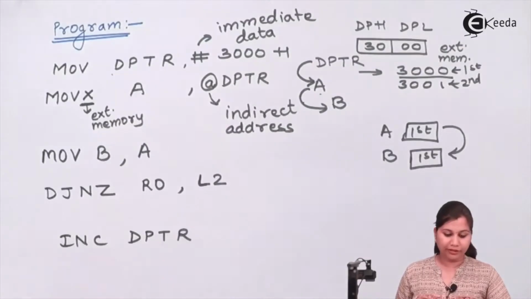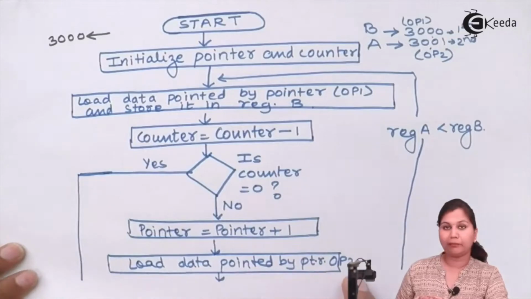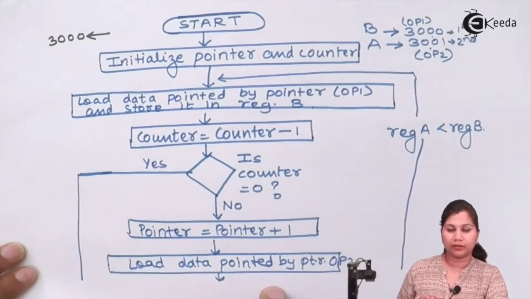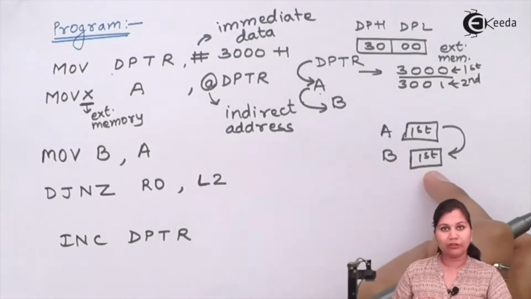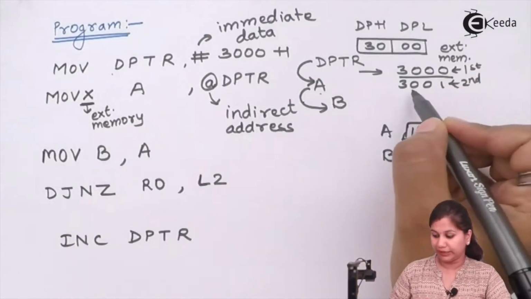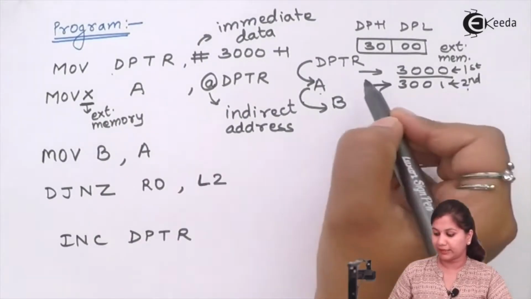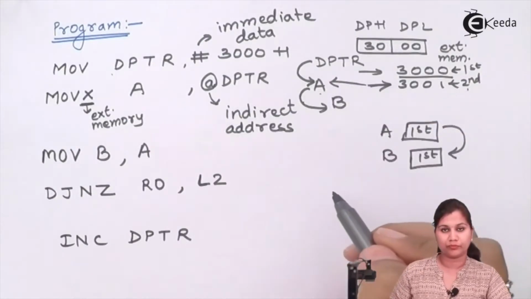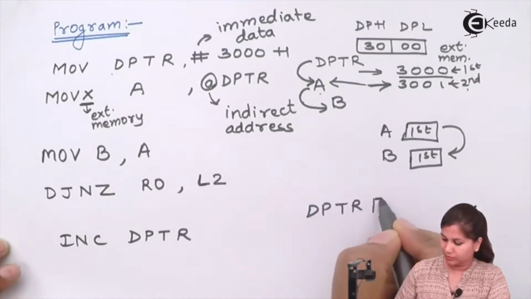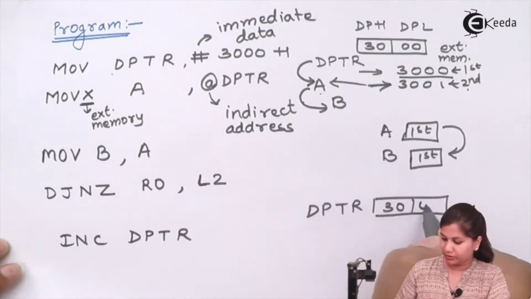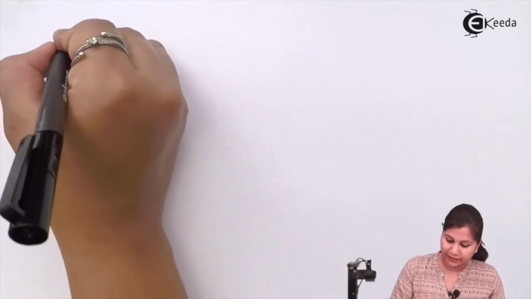Okay. Now after incrementing the DPTR, you have to load the data which is pointed by the pointer into the next register, that is register A, because in B we have already got our first number. Now you have to bring the next number. Now DPTR is at 3001. So you have to bring this second number into register A. Okay. So DPTR is now 3001. At 3001 we have the second number.